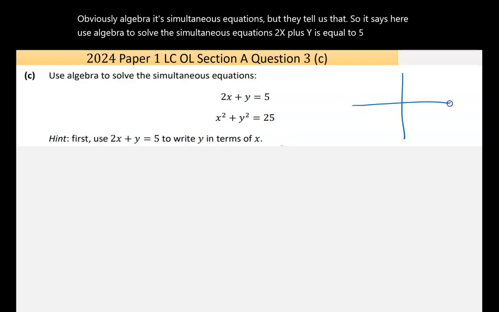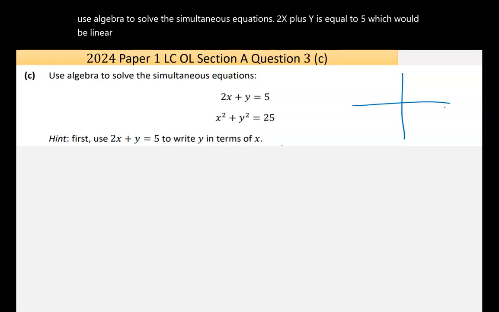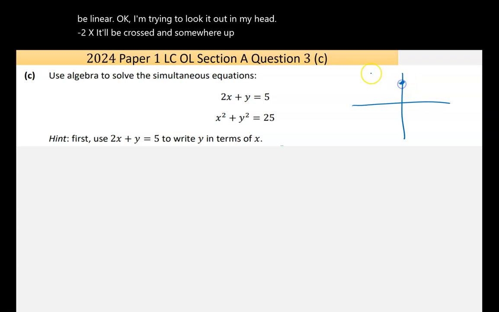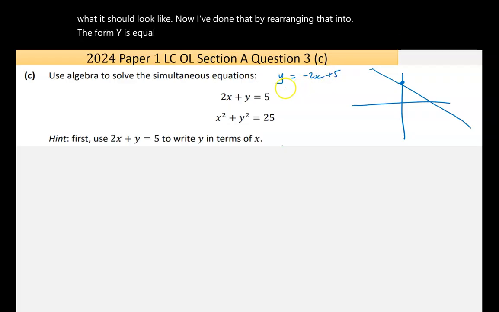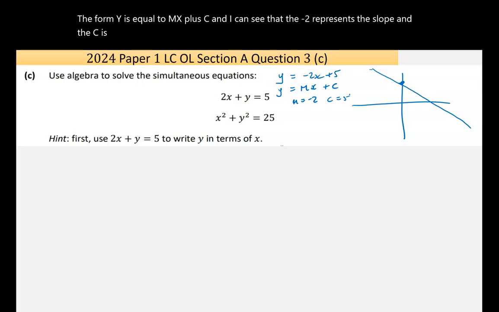be linear. Okay, now I'm trying to look it out in my head. It'll be minus 2x. It'll be crossing somewhere up here around 5 and going down. Okay, that's what it should look like. Now, I've done that by rearranging that into the form y is equal to mx plus c, and I can see that the minus 2 represents the slope, and the c is where it crosses the y-axis.